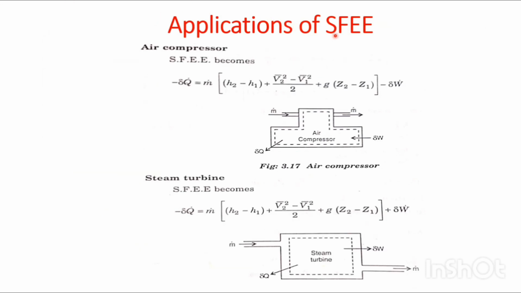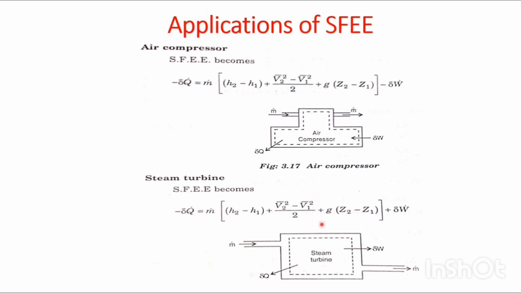Now, applications of the SFEE equation. For an air compressor, how does this SFEE equation become? In the air compressor, some work is done on the system, because air is our system here. Some work is done on the system, then only air gets compressed. At that time, heat is transferring from the system. When heat is leaving the system, we consider heat as negative here. And as work is done on the system, this work done W will be negative. The same equation I have written here, only the signs will be changed.